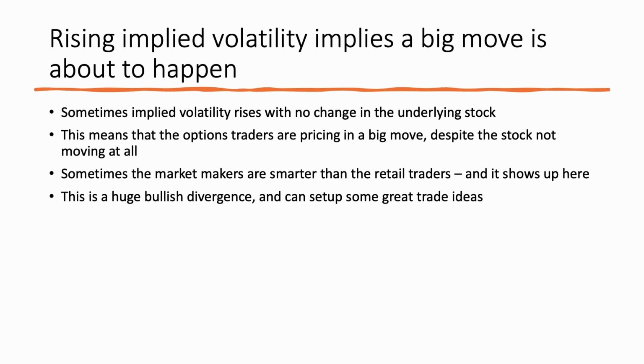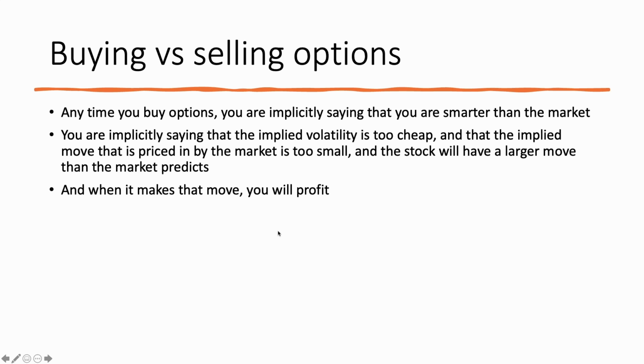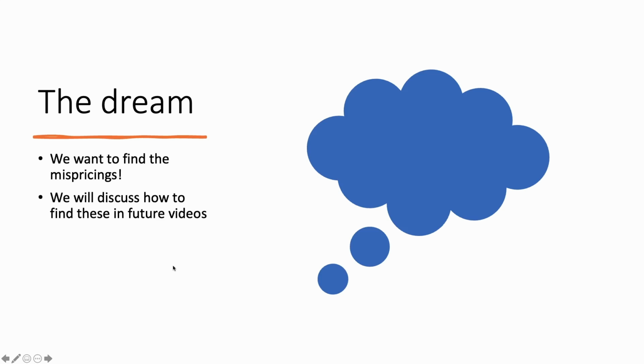Okay, so these are the last few slides. We can see that rising volatility implies a big move is about to happen. This is kind of what we discussed in previous slides. When there's a bullish divergence between the implied volatility and price, you can get involved. And this is just a short slide about buying versus selling options. If you believe that implied volatility is too cheap, you are buying options, and if it is too large, then you are selling the options. So the dream is we want to find the mispricings. We want to find when these mispricings happen and take advantage of them.